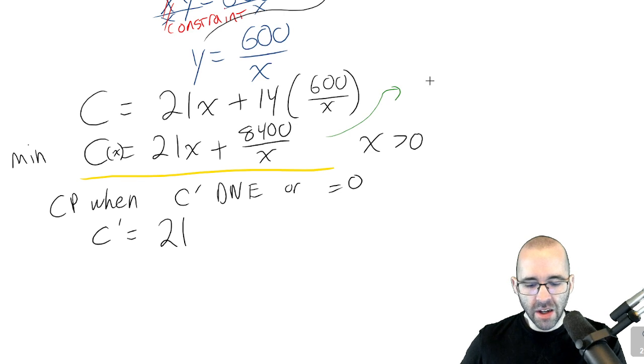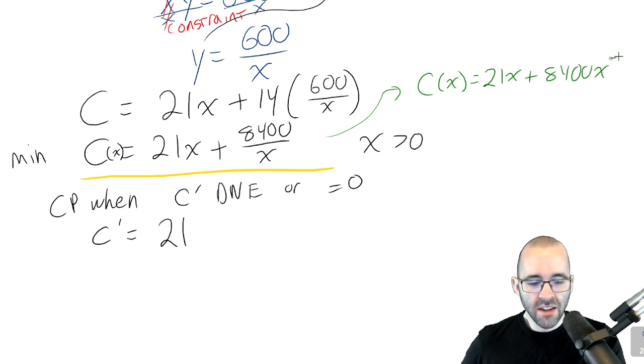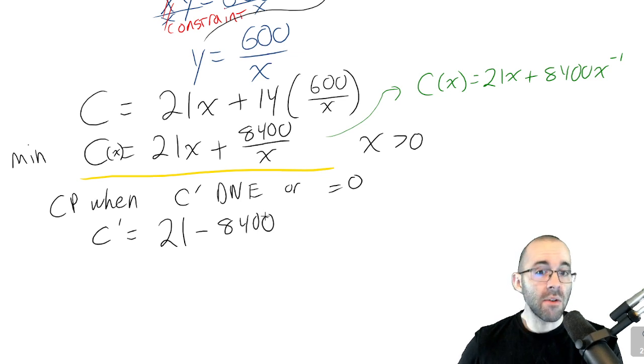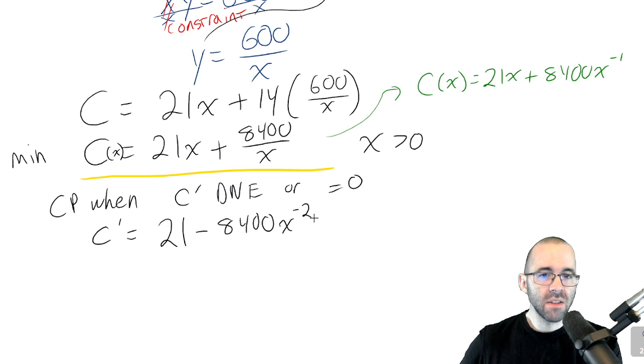Let's rewrite it real quick. C of x is 21x plus 8400 times x to the negative 1. Let's take the derivative in this form, so we can use the power rule on that second one. The exponent comes down, so now we have a minus 8400. Now we subtract 1 from the exponent, so now we have an exponent of minus 2.